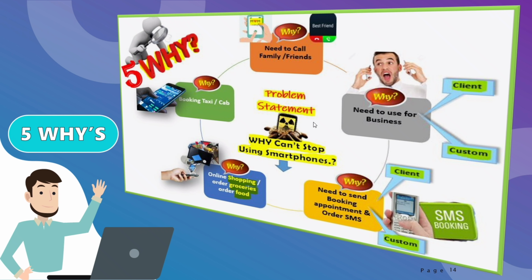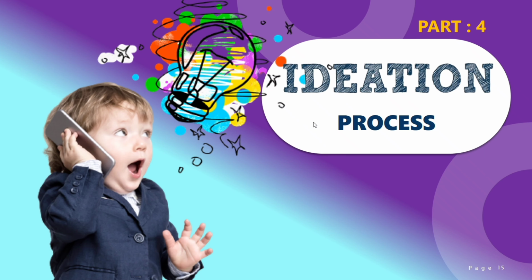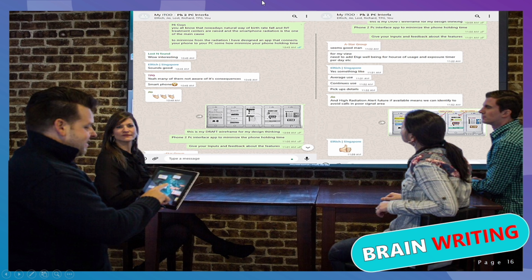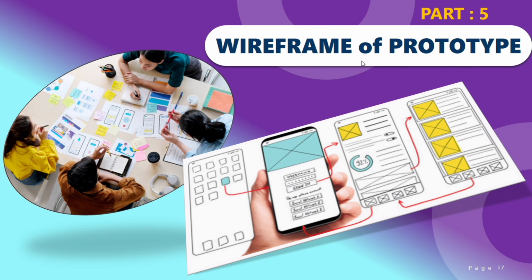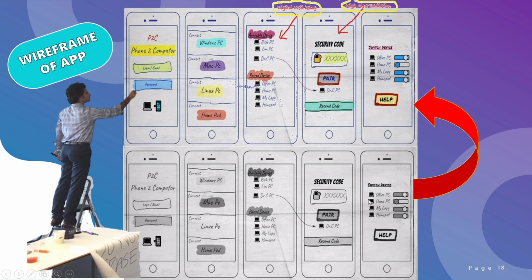So through the five whys, we observed that. Then in the ideation process, to minimize the holding time of my mobile phone, I used brain writing. I shared my inventions and innovations with my focus group. I got positive feedback, and they encouraged me to go ahead. Based on that, I started making the prototype of my mobile phone app as well as the desktop version.